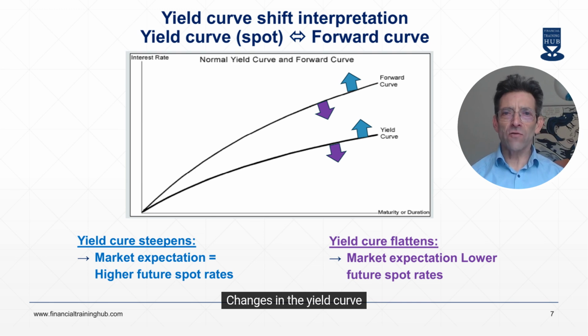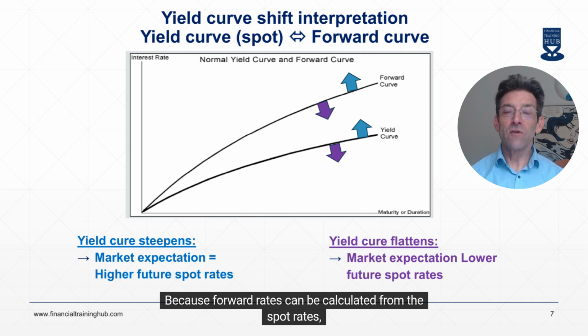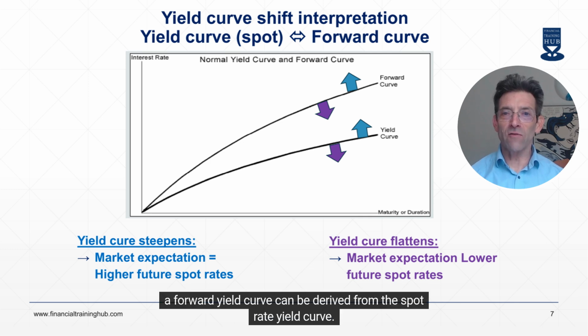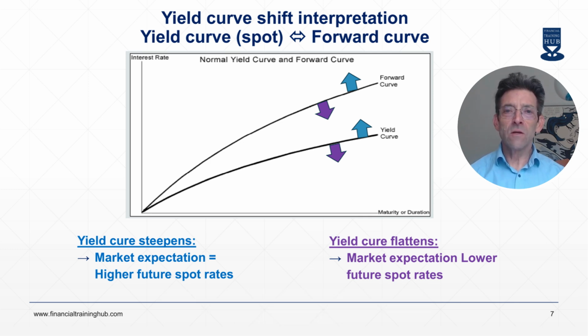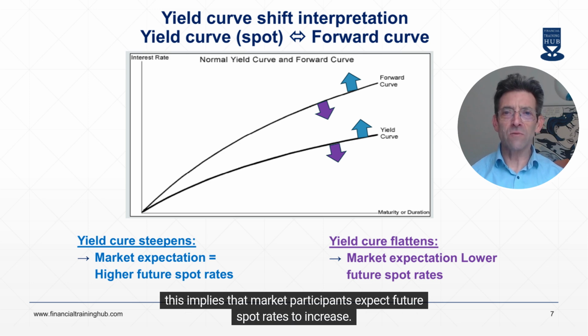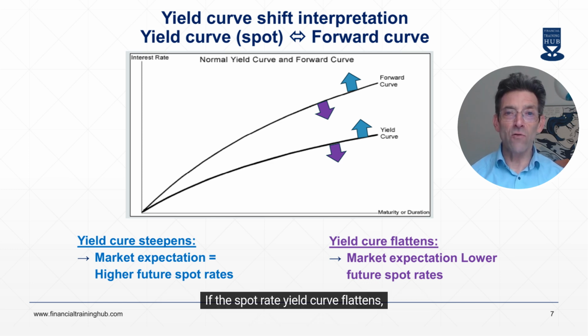Changes in the yield curve can be caused by changes in market expectations about future spot rates. Because forward rates can be calculated from the spot rates, as illustrated in the graph, a forward yield curve can be derived from the spot rate yield curve. If a spot rate yield curve steepens, the forward yield curve will also steepen. According to the pure expectations theory, this implies that market participants expect future spot rates to increase. If the spot rate yield curve flattens, the average market expectation is a decrease of future spot rates.